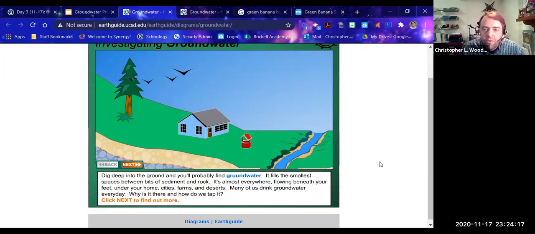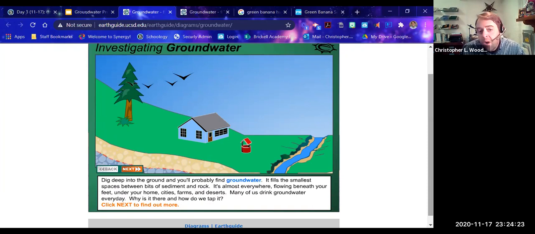All right, let's enter the subterranean world of groundwater. So dig deep into the ground and you'll probably find groundwater. It fills the smallest spaces in between bits of sediment and rock. Remember, porosity. It's almost everywhere, flowing beneath your feet, under your home, cities, farms, deserts. Many of us drink groundwater every day. So why is it there and how do we tap it?